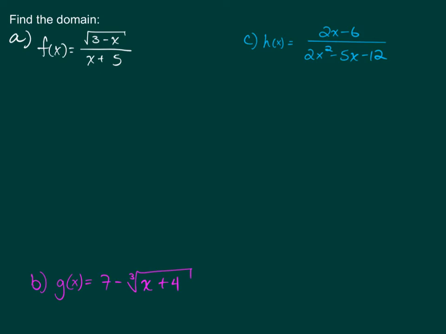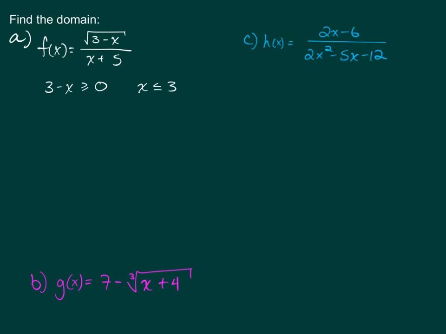For example, in example A, we know that whatever number gets inputted here for x, we can't end up with anything that's negative inside the square root. So what we'll do here is look at 3 minus x, because that's what's inside the square root, and we need it to be bigger than or equal to 0. And if you subtract 3 from both sides and divide both sides by negative 1, you'll end up seeing that x needs to be less than or equal to 3.